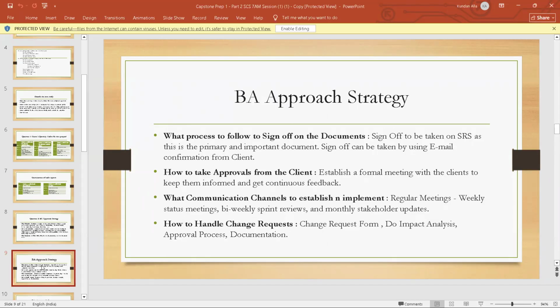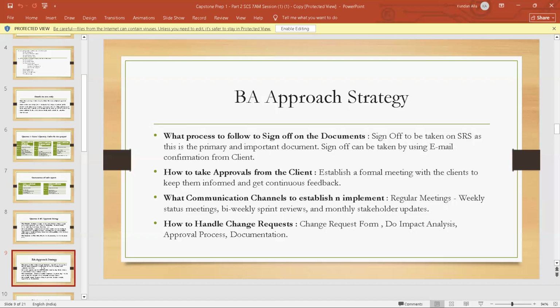Okay. And coming to the communication channels: regular meetings, weekly status meetings, bi-weekly sprint reviews and monthly stakeholder updates. So these are the kinds of communication channels we have. In regular meetings, we talk about what we need to do today, what we have done yesterday, and any challenges from yesterday's work. These three things we mainly talk about in regular meetings. And in the weekly meetings, we will mostly talk about how the week went.